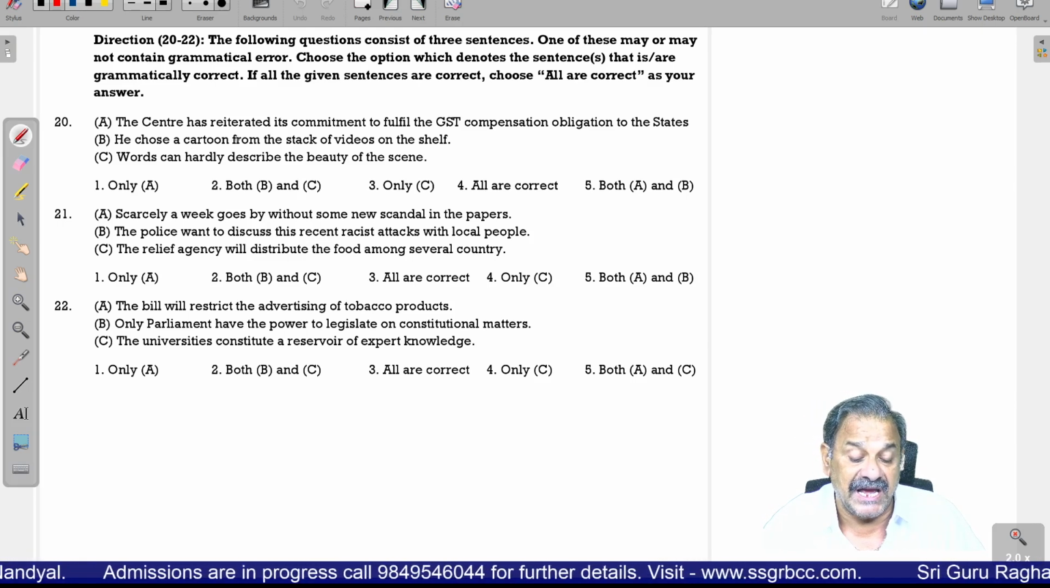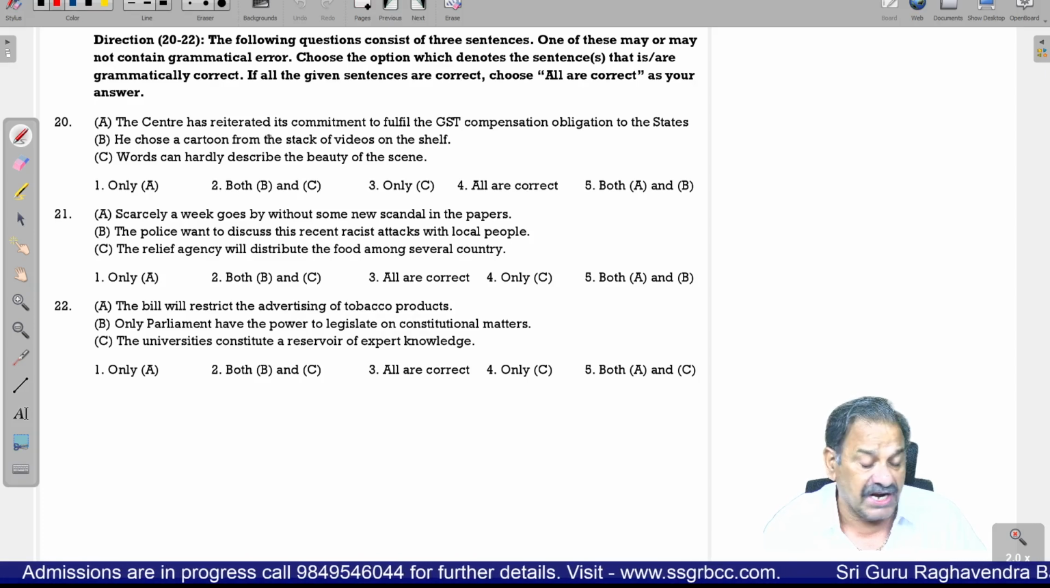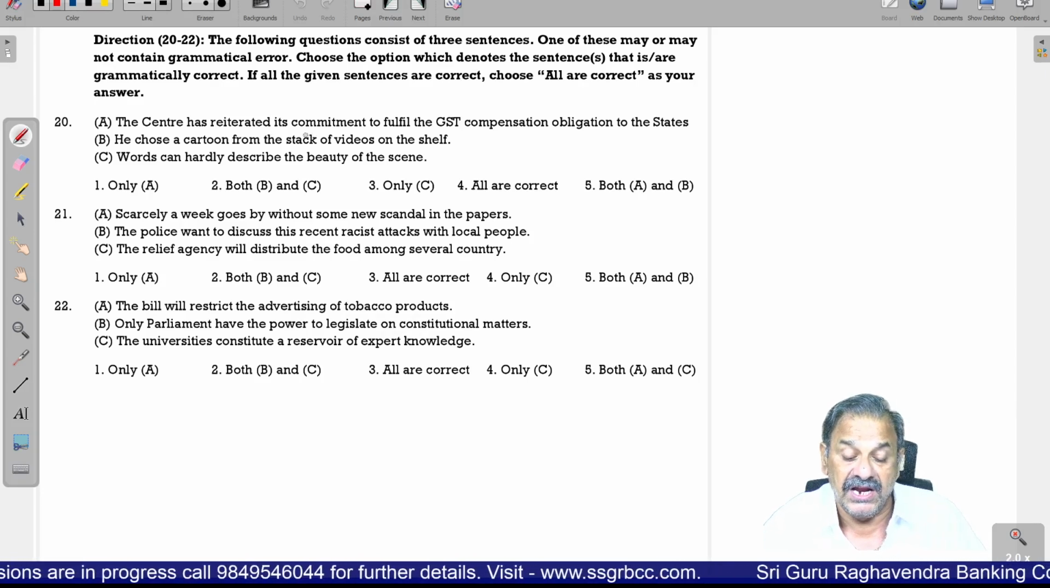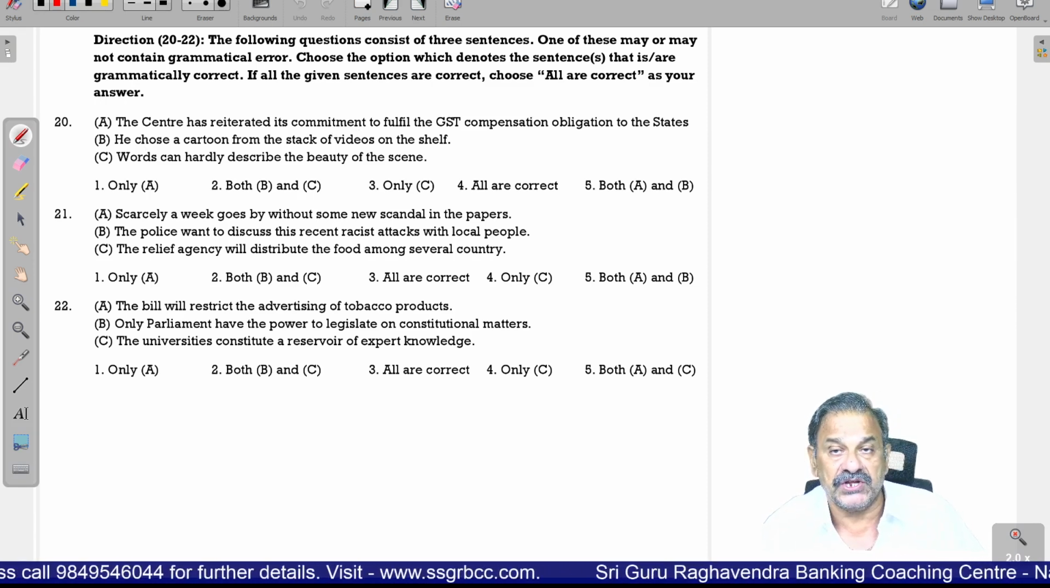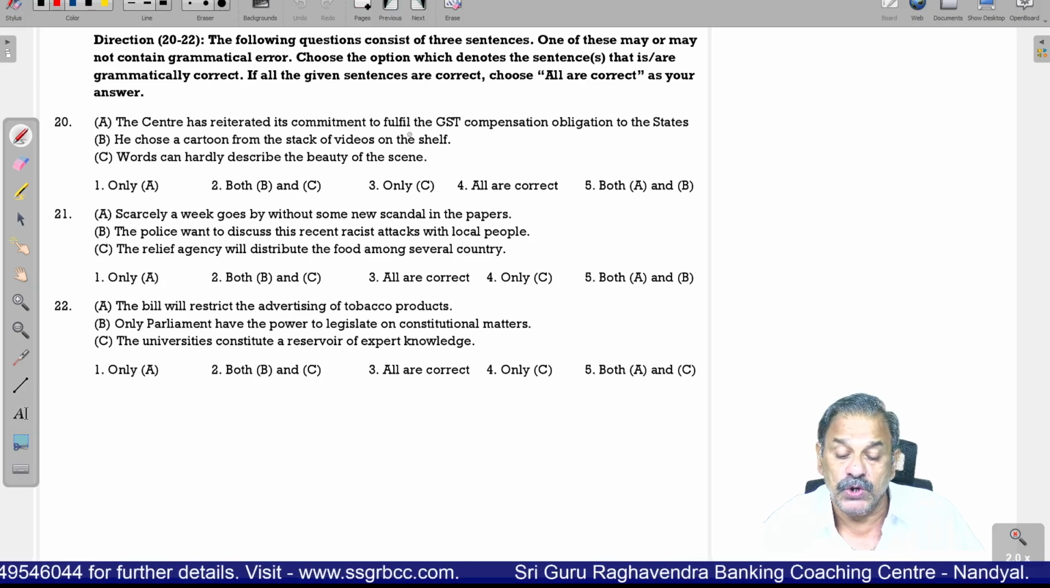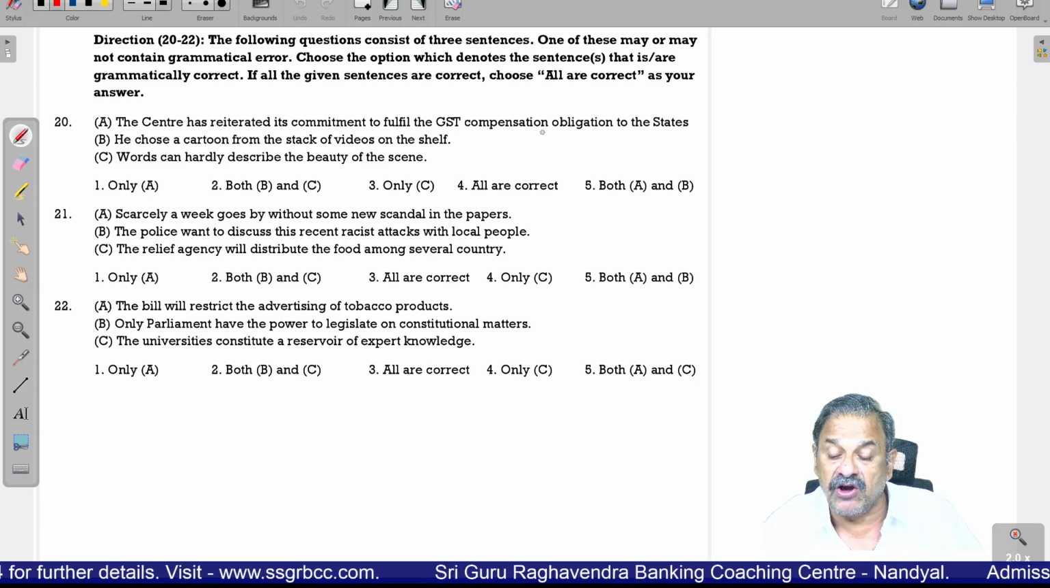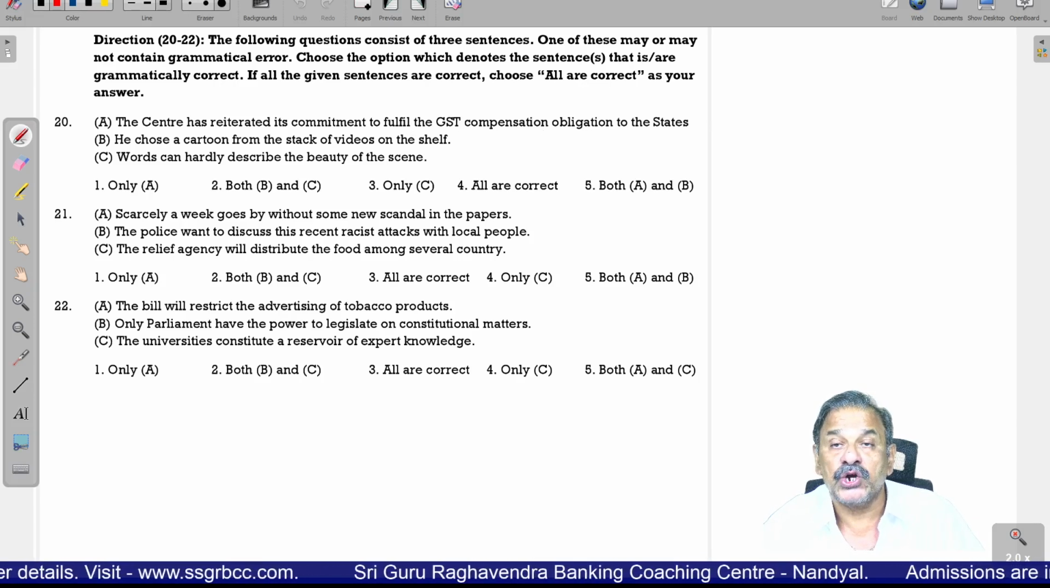The Centre has reiterated, reiterated again and again, its commitment. Commitment is a word followed by the preposition to, to fulfill the GST compensation obligation to the states.